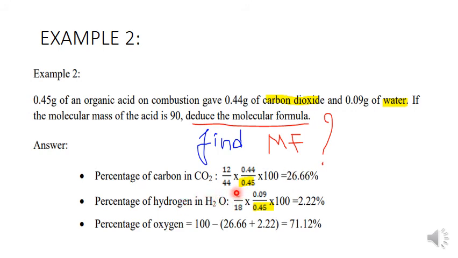For water, we are going to find the percentage of hydrogen. We take 2 of hydrogen over the molecular mass of water, times this mass of water over this total mass, times 100. This is the percentage for hydrogen. The remaining is the percentage of oxygen. This is the percentage for carbon. This is the percentage for hydrogen. This is the percentage for oxygen.